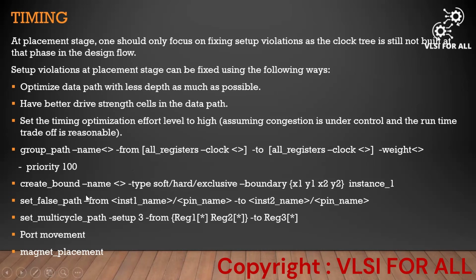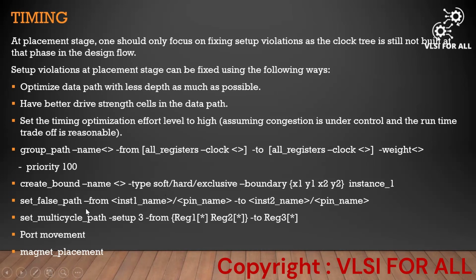And the next one is create bound. In our design, if there are no congestion related issues but we are still seeing some timing issues, we can create bounds for that scenario, where a group of cells will be placed in one particular bound near that area. Here again we have three types: one is soft, another is hard, and another is exclusive. Based on the situation in the design, we use one accordingly, followed by the boundary, that is, coordinates and the instance.